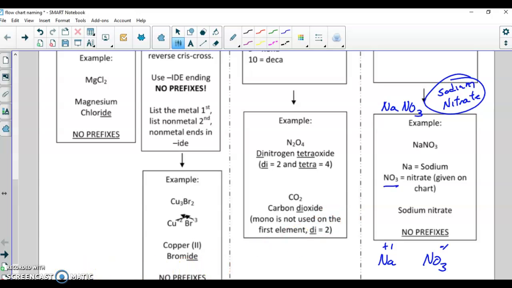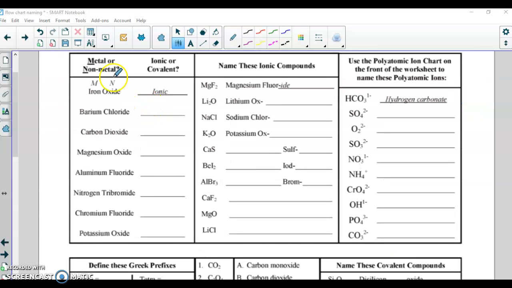All right, we're going to scroll down to the next page here. Okay, so here we're going to follow the directions. This is the third page on this handout.